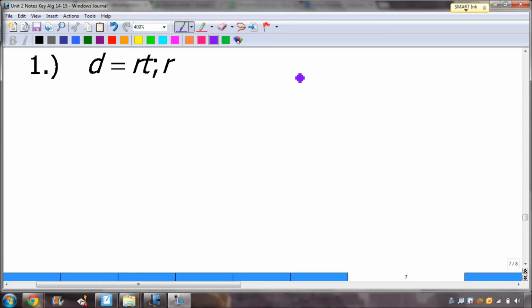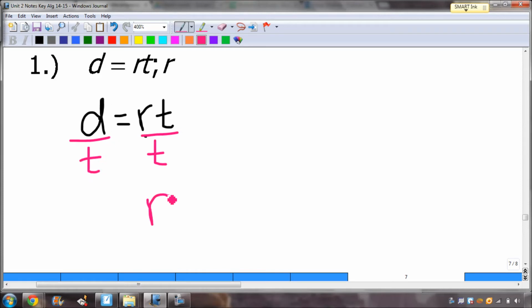In number 1, it says that the equation is d equals rt. So that's my equation right here. The semicolon followed by the r just means that the r is what we want to get by itself. So here, if I want to get this r by itself, I need to get rid of the t. Well, r and t are stuck together by multiplication. So to get rid of the t, I'm going to do the inverse of multiplication, which is division. So I'm going to divide both sides by t. So that means that r equals d over t.